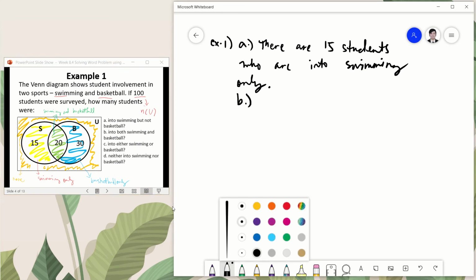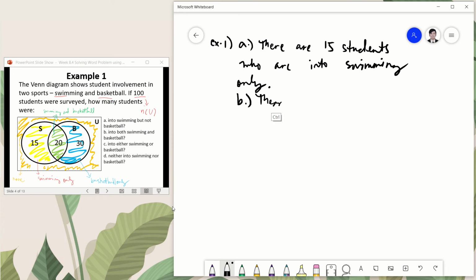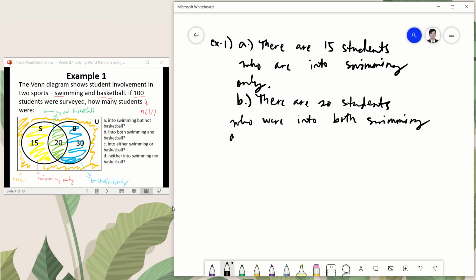That means that there are 20 students who were into both swimming and basketball. A common mistake of some students is that they just randomly use the word and or. If you're talking about intersection, we always use the word and. Let's proceed to C now.